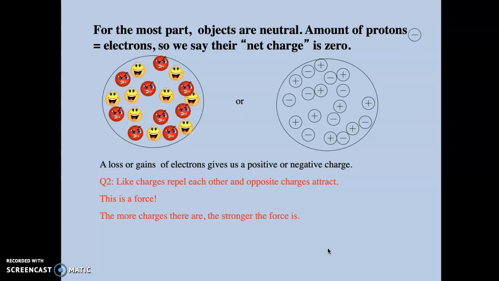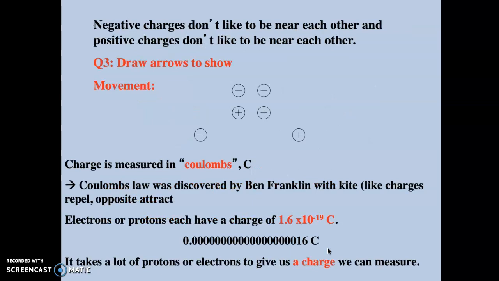So one thing to note is that electricity is a movement of electrons, and there's a force to it. We call it the electrochemical force. So see how we are adding and removing electrons in order to cause charge. So the major idea here is what's going to happen if I have 2 electrons next to each other. They're going to move away. If I had 2 protons, they're going to move away from each other, and if I have opposite charges, they're going to move towards each other. So charge is measured in coulombs, and Coulomb's law was discovered by Ben Franklin with the kite.